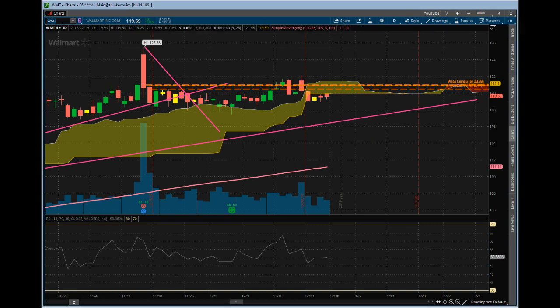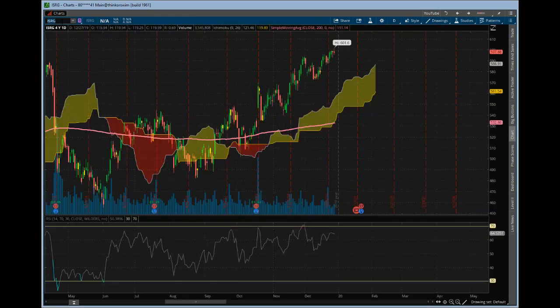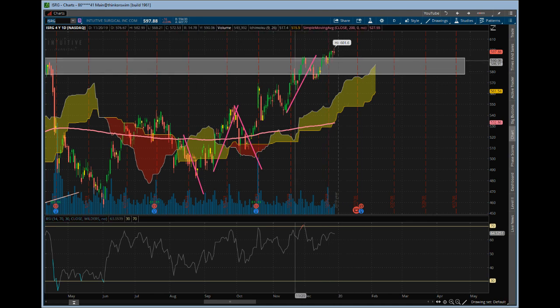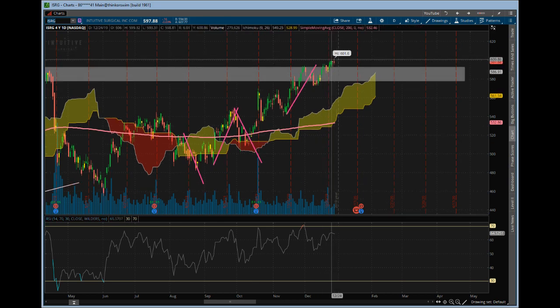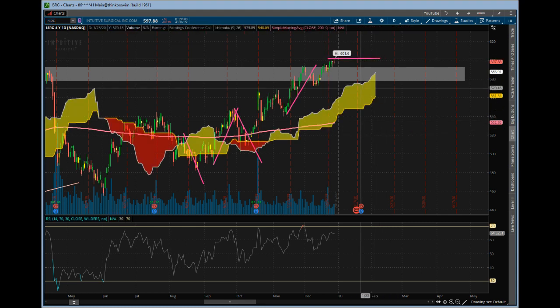ISRG, Intuitive Surgical. Yeah, so it's been above this prior resistance area right here. Seems to be trying to hold, with a little bit of an upper shadow. Just see if it could close bullishly above this 601.60 level, and then with some increased volume, it might try to work its way up a little bit.